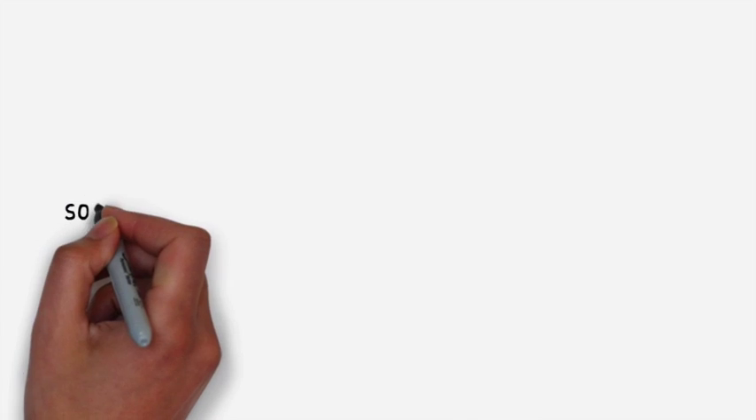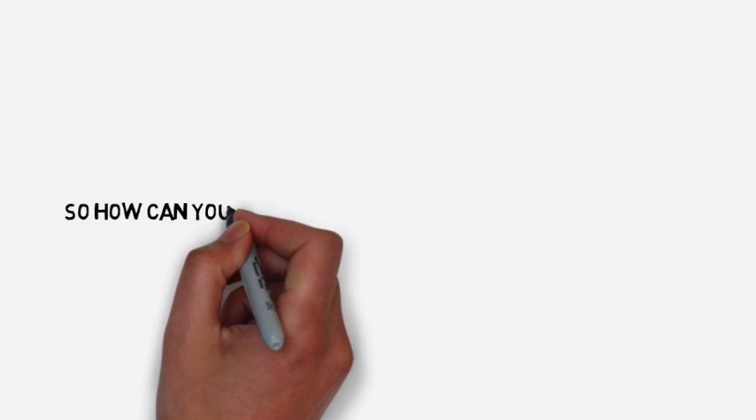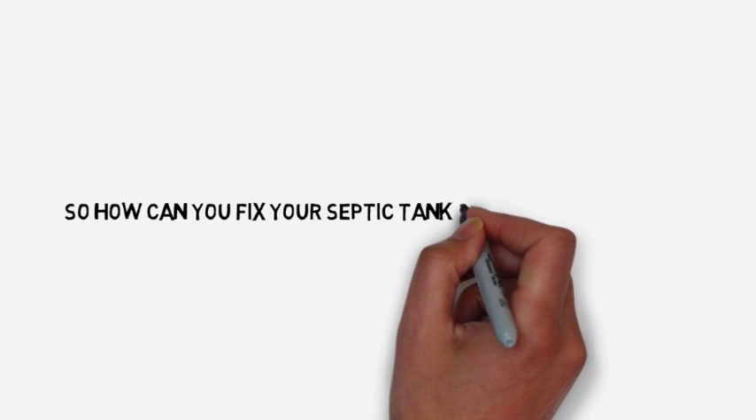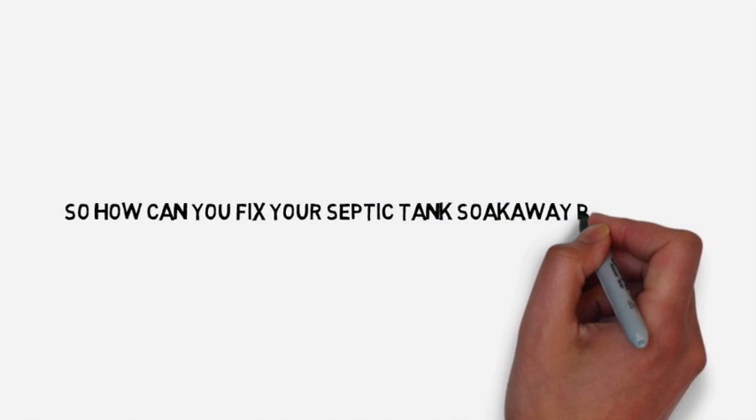Okay, so if those two options, which are common solutions, aren't viable, what is the solution that's going to save you and me thousands of pounds in repair costs and saving having to replace and repair your septic tank and soakaway? So, how can you fix your septic tank and soakaway problems?